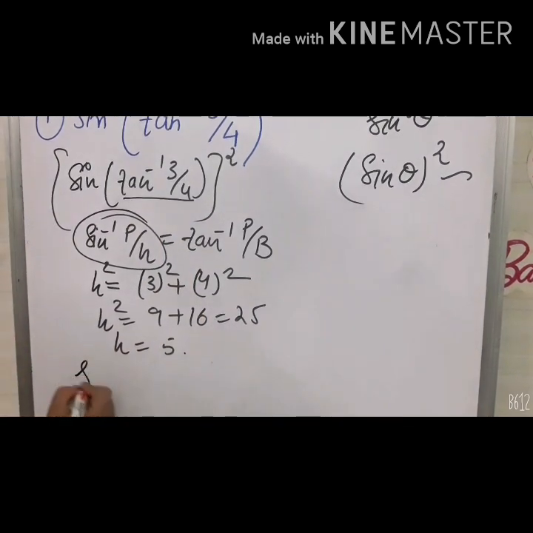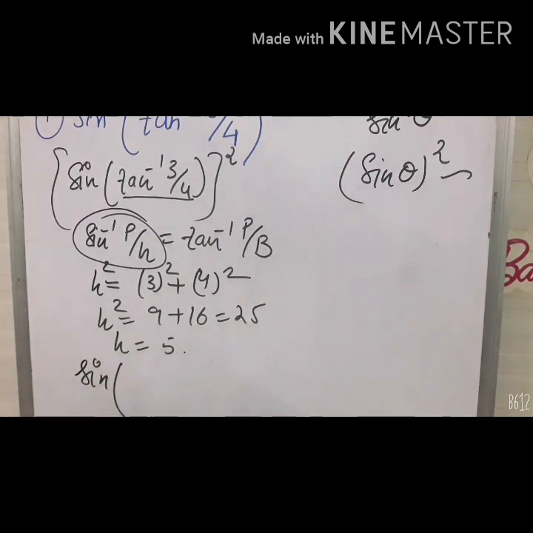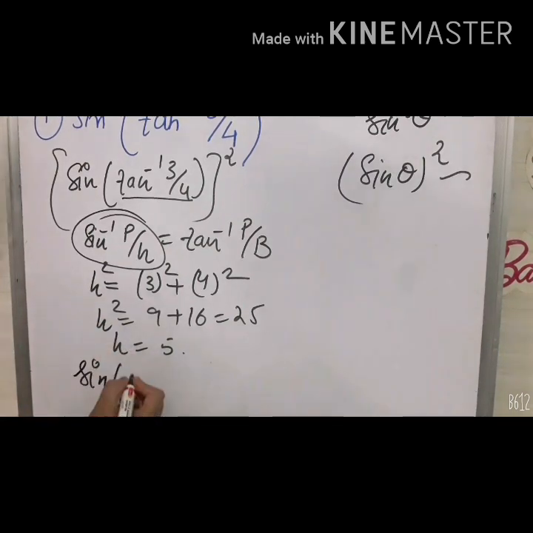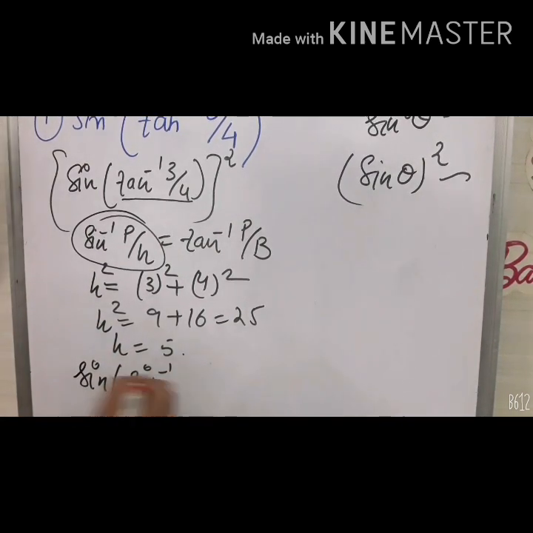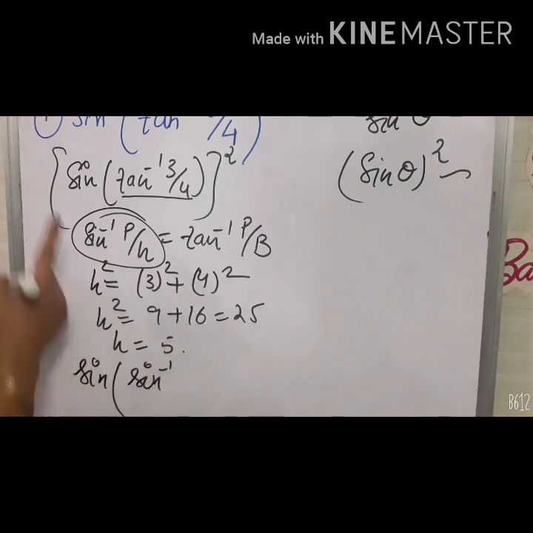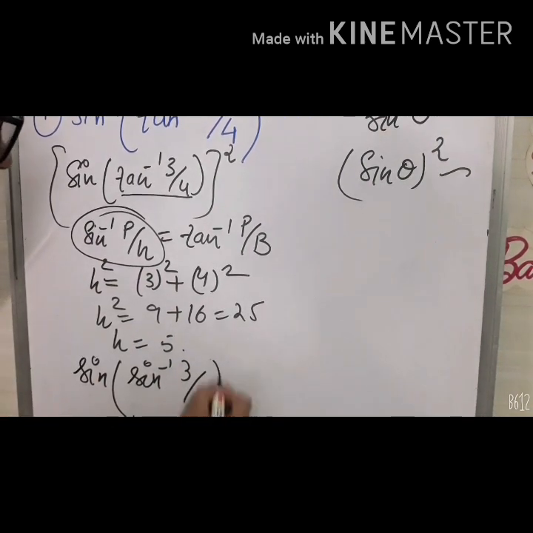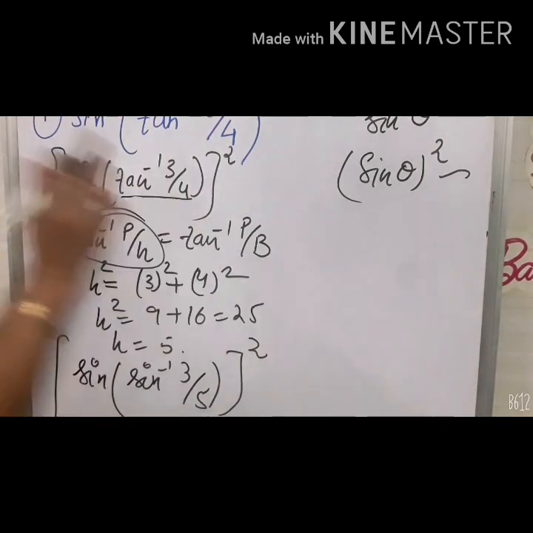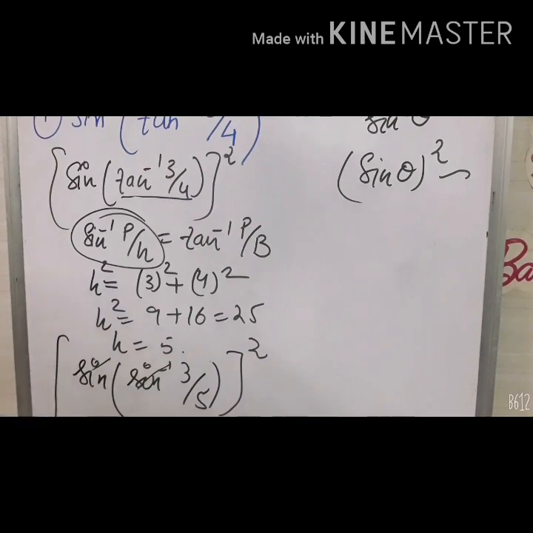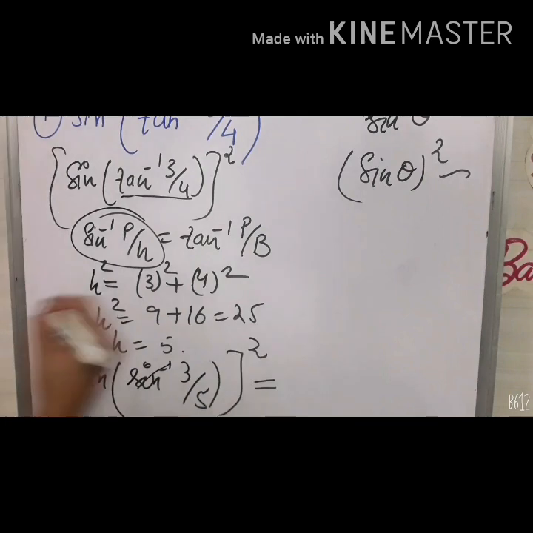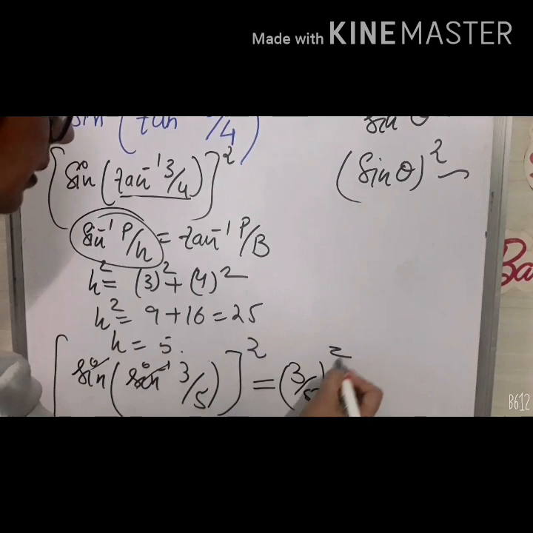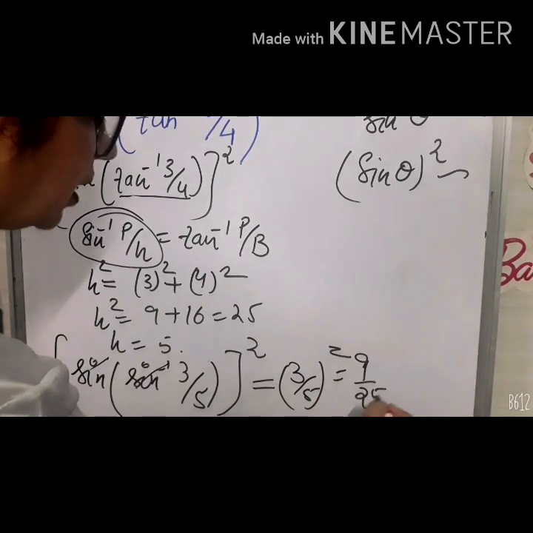Now, what will happen? What is the sine ratio? It is opposite by hypotenuse. So, in place of tan inverse, I will write sin inverse of P/h, that is (3/5) whole square, because I am only replacing tan inverse. Sin and sin inverse are opposite to each other, so we can cancel them and it becomes (3/5)², that equals 9/25. Answer.